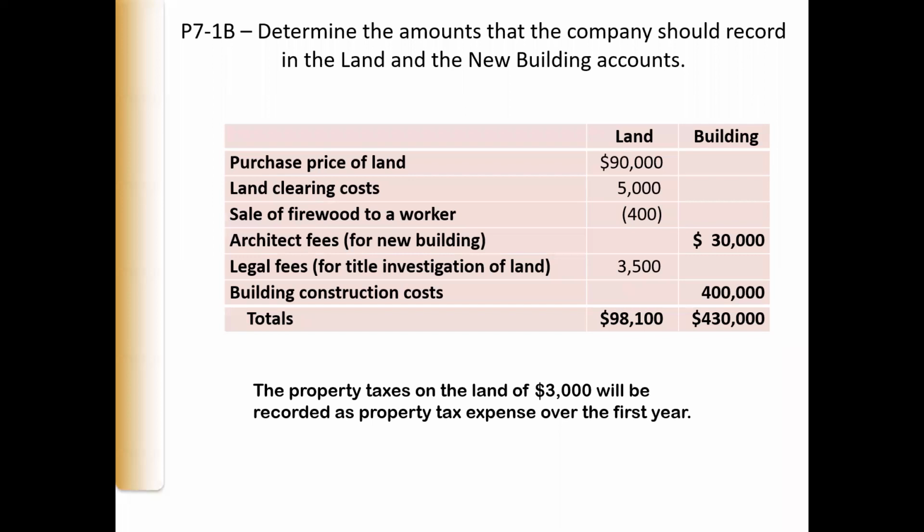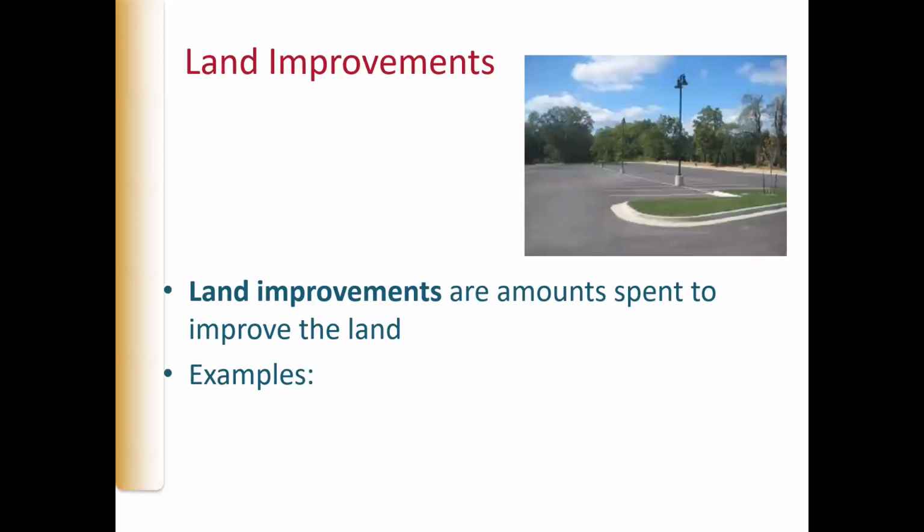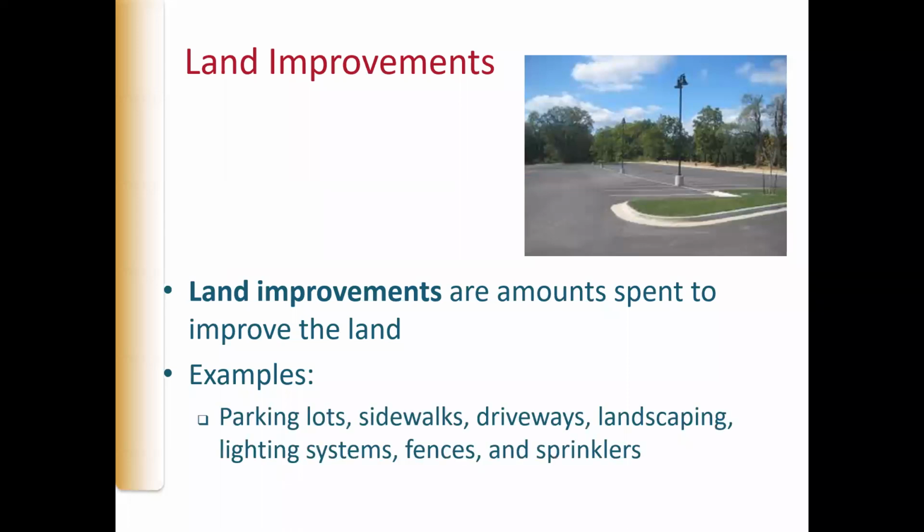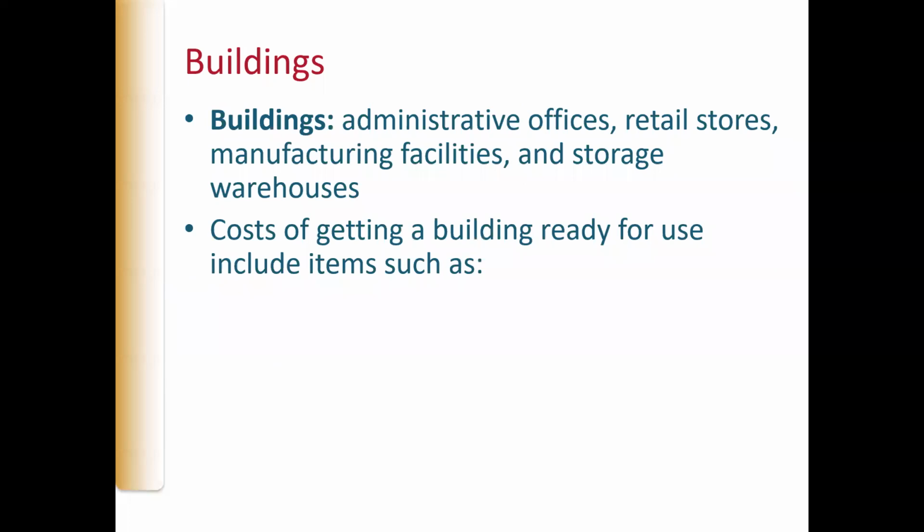For the building, we'll use the architect fees and the building construction costs. Know that the property taxes on the land of the $3,000 will be recorded as property tax expense over the first year. So examples of land improvements would include parking lots, sidewalks, driveways, landscaping, lighting systems, fences, and sprinklers.